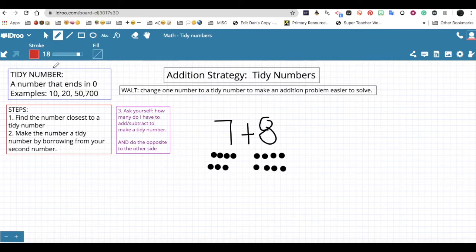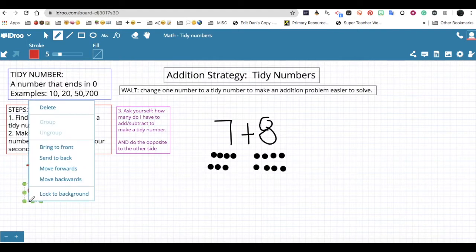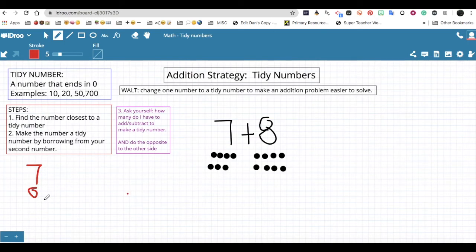If I look back to my instructions, I want you to pause the video and tell me what is the first step for using the tidy number strategy. Hint, if you're not too sure, you can look over here and read that for me, but tell me, what is the first step? So the first step is we have to find the number that's closest to a tidy number, and if we've got 7 and 8, we have to figure out which number is closest to a tidy number. For both 7 and 8, the tidy number that it's closest to would be 10.